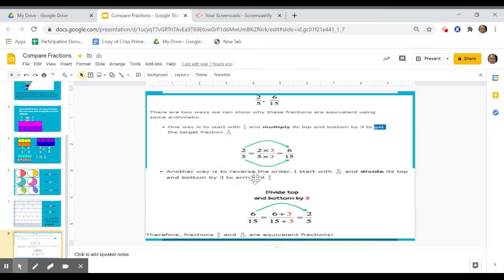Another way is to reverse the order and start with 6/15 and divide its top number and its bottom number by 3. And it has to be a fraction that's equal to 1. 3/3 is equal to 1. Okay, then you'd go 6 divided by 3 is 2. 15 divided by 3 is 5. Therefore, the fractions 2/5 and 6/15 are equivalent.